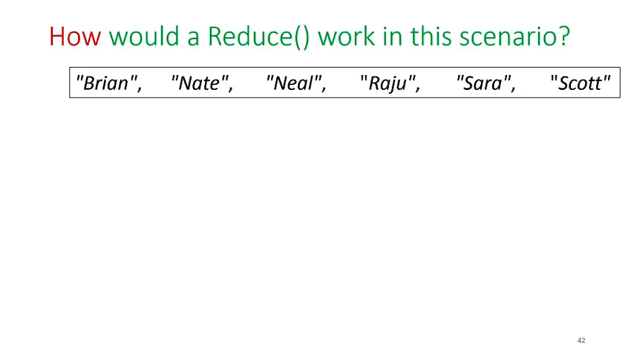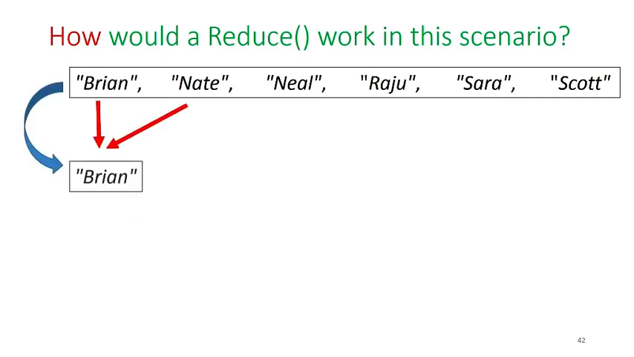So we have our original stream of names, okay, stream of strings. So originally, I'd like to take the first 2 elements. And my purpose in this example is to find the longest name. So Brian is like 5 letters, Nate is 4 letters. So I want my first reduce to tell me I'm keeping the name Brian because it's the longest, okay?